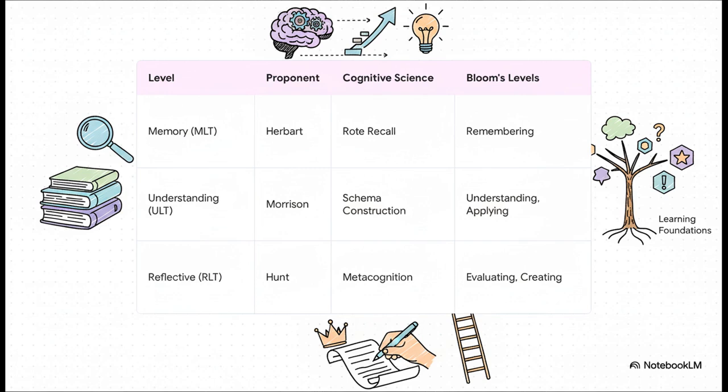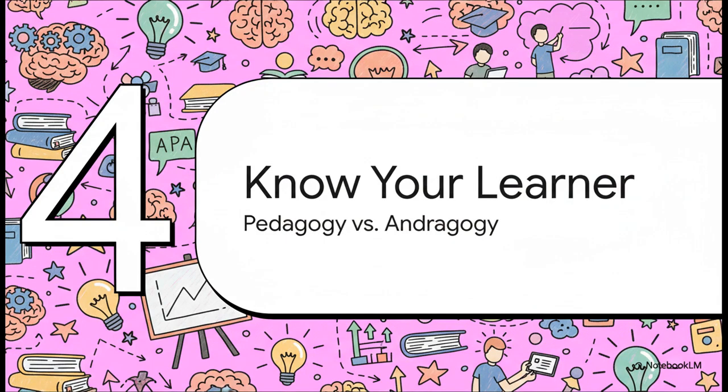Move up a step and you have understanding level teaching, or ULT. This is about building connections, and it targets understanding and applying. But the real goal for higher ed is the reflective level, RLT. This is what develops critical thinking and problem solving, and it builds those top-tier skills of evaluating and creating. But which of these teaching levels is the best one? The answer is, it totally depends on the student.